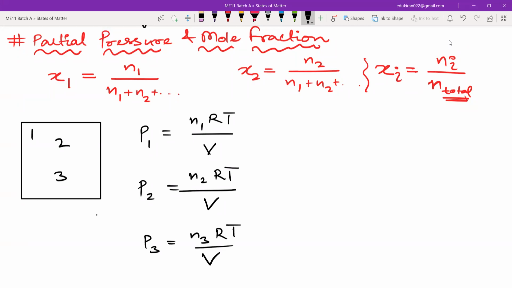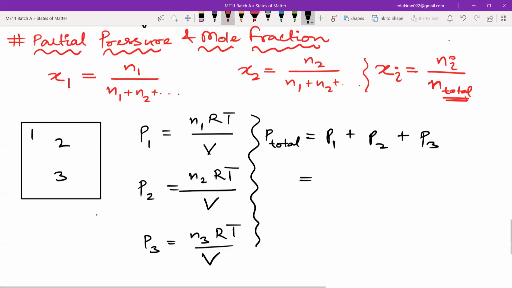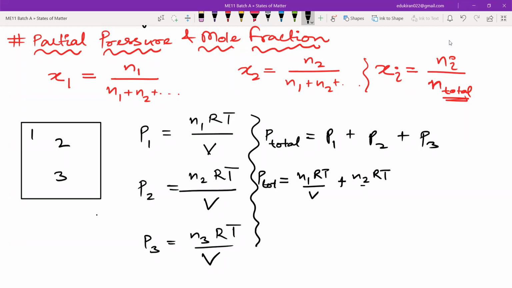Any doubts still here? No, sir. Okay, fine. So I can write P total. P total will be equal to what? P1 plus P2 plus P3. Now if I expand this, P total will be equal to N1 RT upon V plus N2 RT upon V.